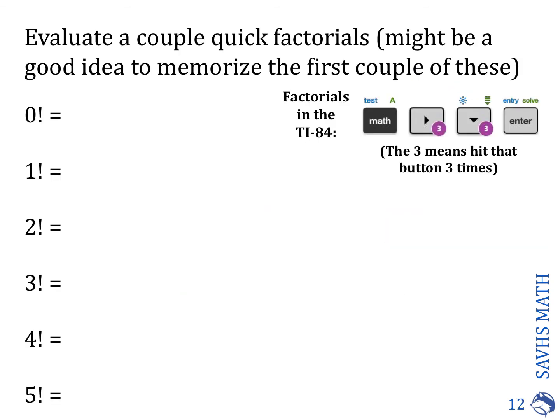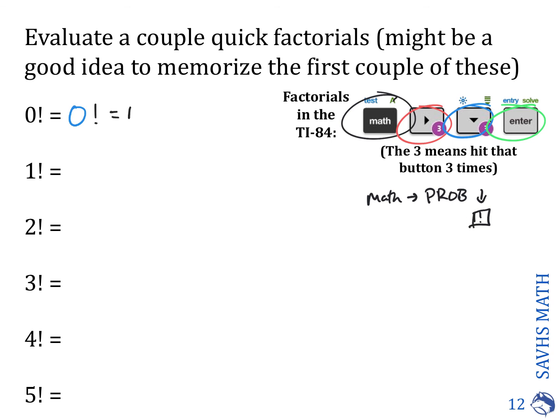Okay, it is a good idea, probably, to try doing some of these in your calculator. The steps you're going to do in your calculator is you're going to type the number, so we're going to type 0, and then click the button that says Math, then scroll over 3 times, and then scroll down 3 times, and then hit Enter. So that's going to take us Math to the probability tab, and then you're going to scroll down to the thing that says factorial.